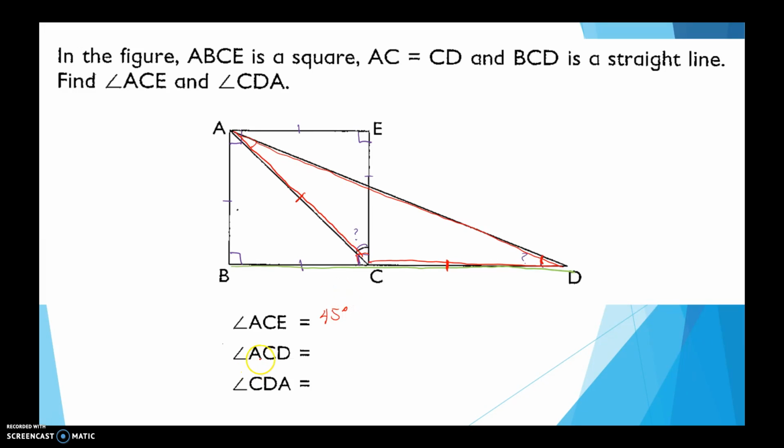45 degrees. Angle ACD. Okay, well, let's see. We already know this one up here, that's 45. We know that this has to be a right angle right there, so that's 90. So we can add those together and find the angle of ACD. That's going to equal 135 degrees. Let me mark that in a different color here.